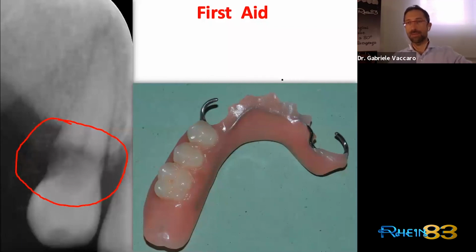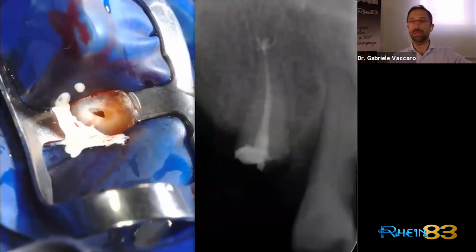The solution that I'm suggesting to you is another way: use the residual root as an anchor point for our partial denture. So first of all, a proper root canal therapy, with proper isolation of the residual root, proper preparation of the root canal, and proper filling.